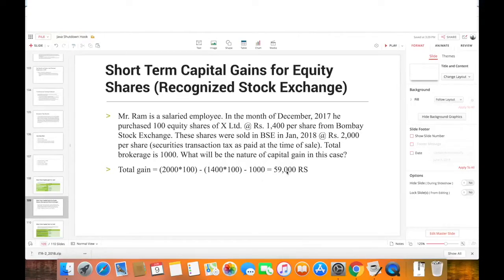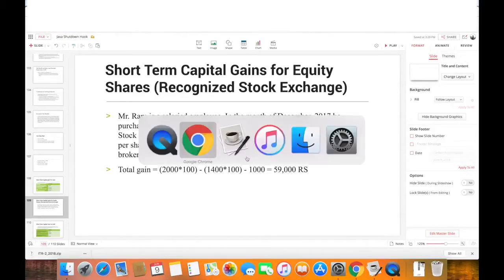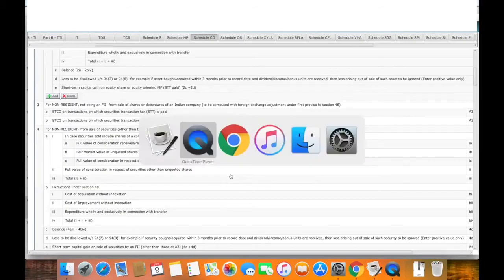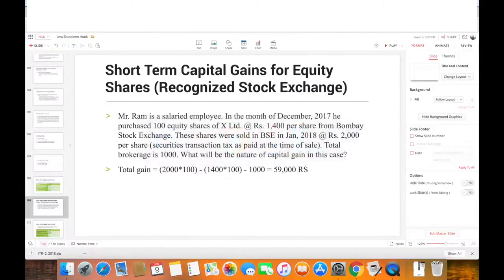So we will try to calculate the tax. We will try to fill this detail in the ITR2 form. Before that, I need to tell that these things are considered as a short-term capital gain because he bought and sold the equity-oriented shares from a recognized stock exchange within 12 months. So that's the reason why we treated it as short-term capital gains.